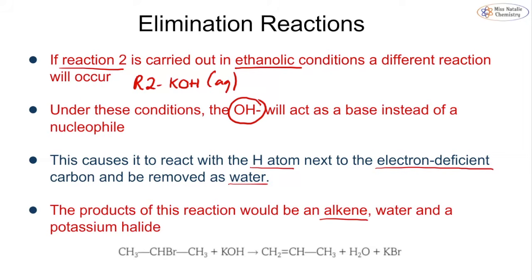You can see here that the potassium bonds in with the bromine, and then this hydrogen bonds with the OH, and we get water and potassium bromide, and we form our double bond here because we've lost an atom from each of these two carbons.